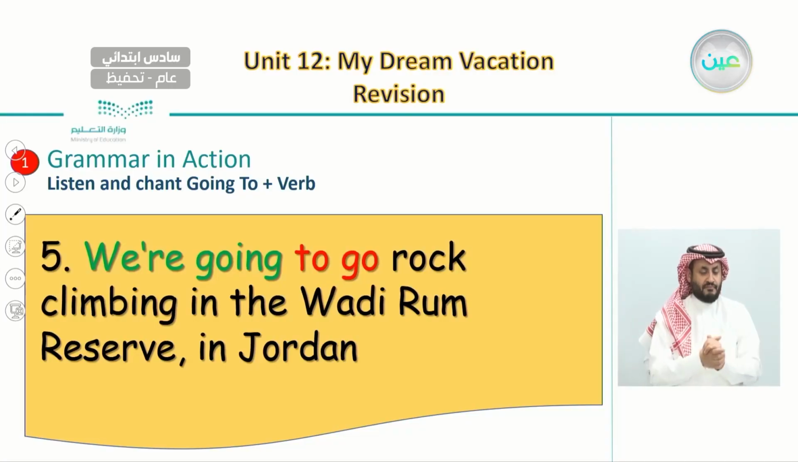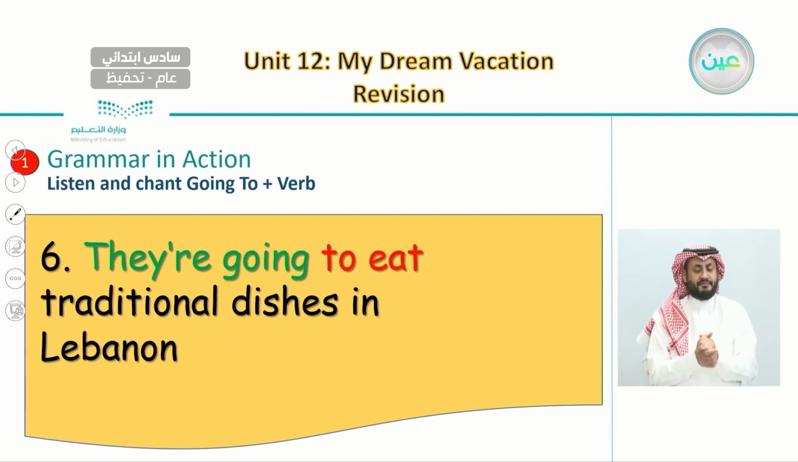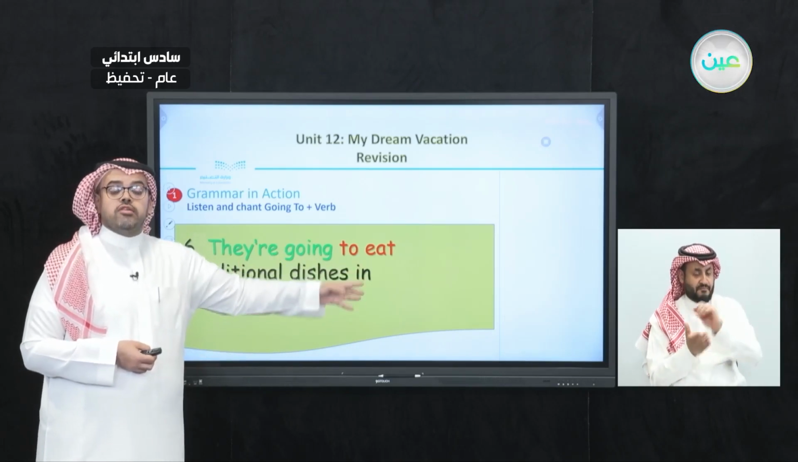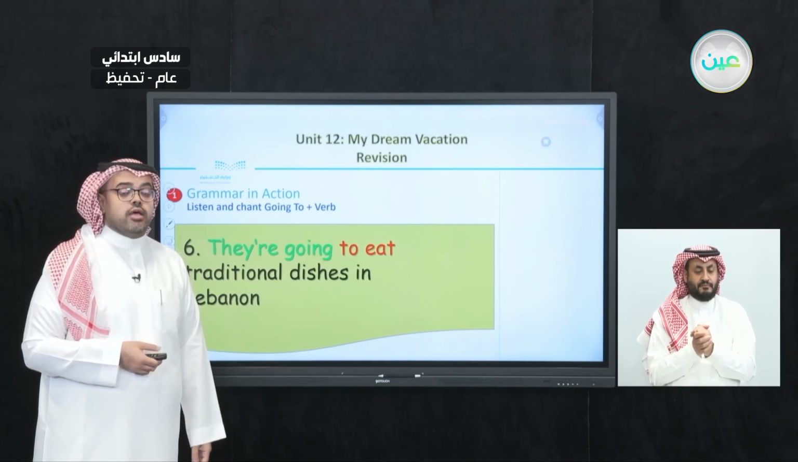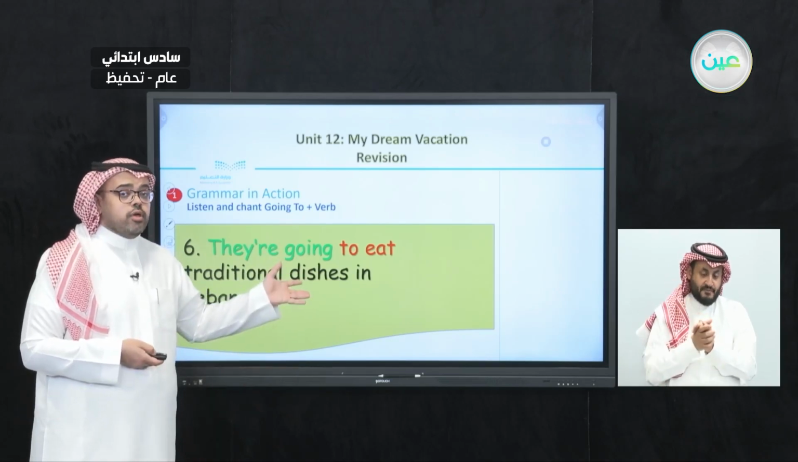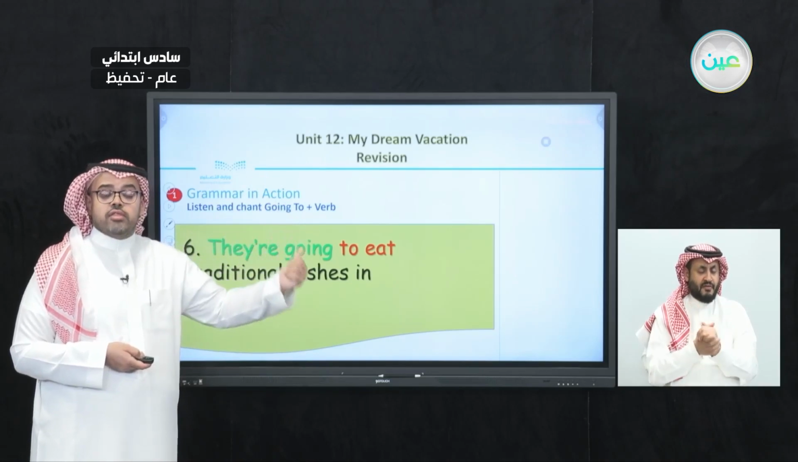And with number 5, you are going to go rock climbing. So here we use going to as an indication to talk about my plans for rock climbing. And also with number 6, they are going to eat traditional dishes in Lebanon. And here we said going to is to talk about plans in the future, going to eat, that my plan is to eat traditional dishes in Lebanon. So here we use the word eat after going to, just to talk about the plans that they will do.